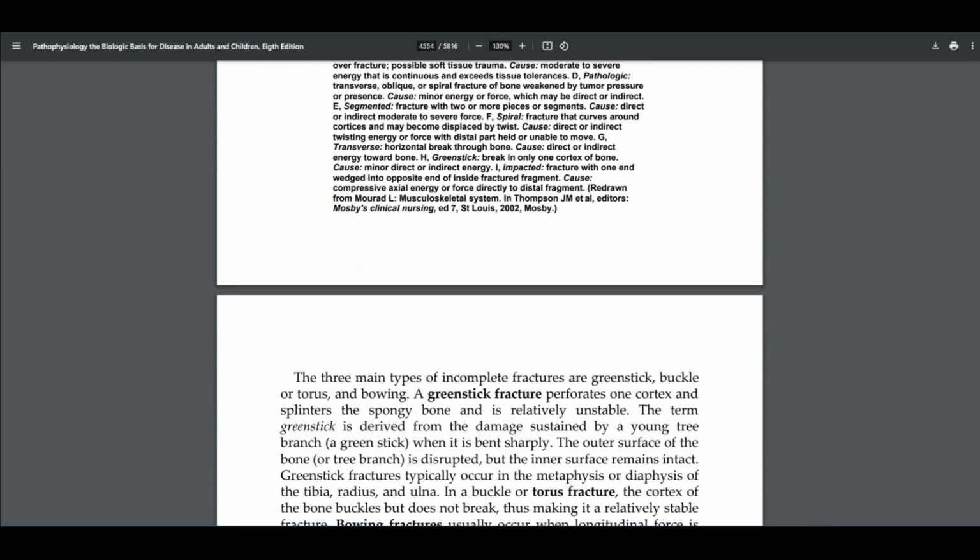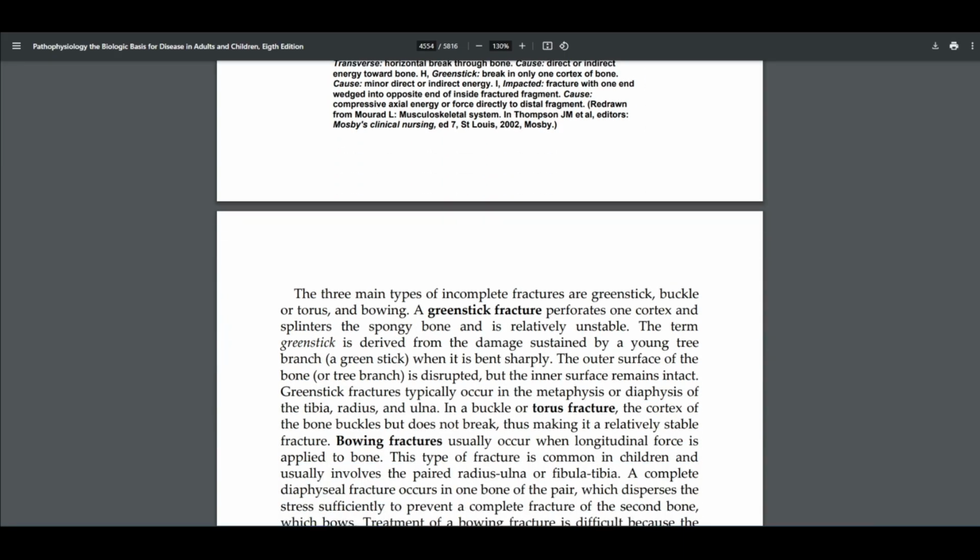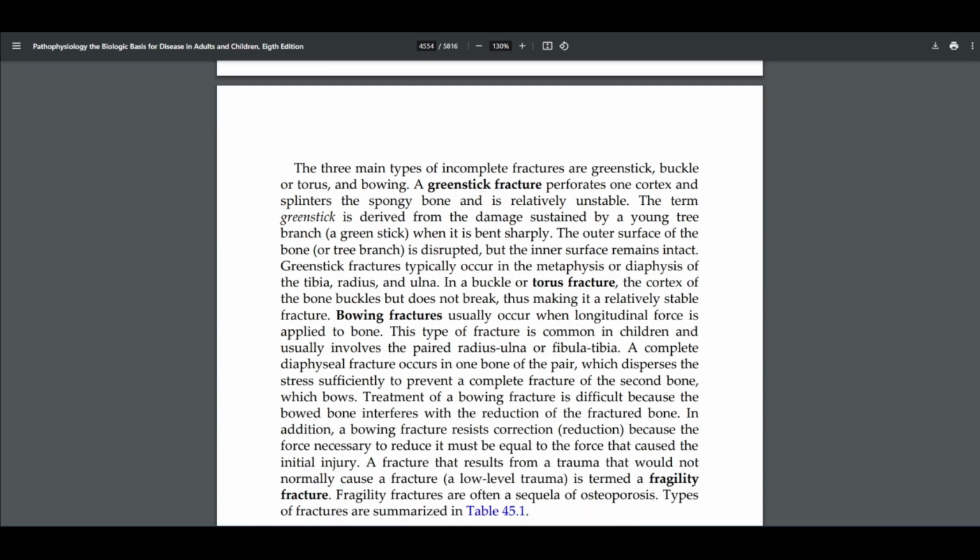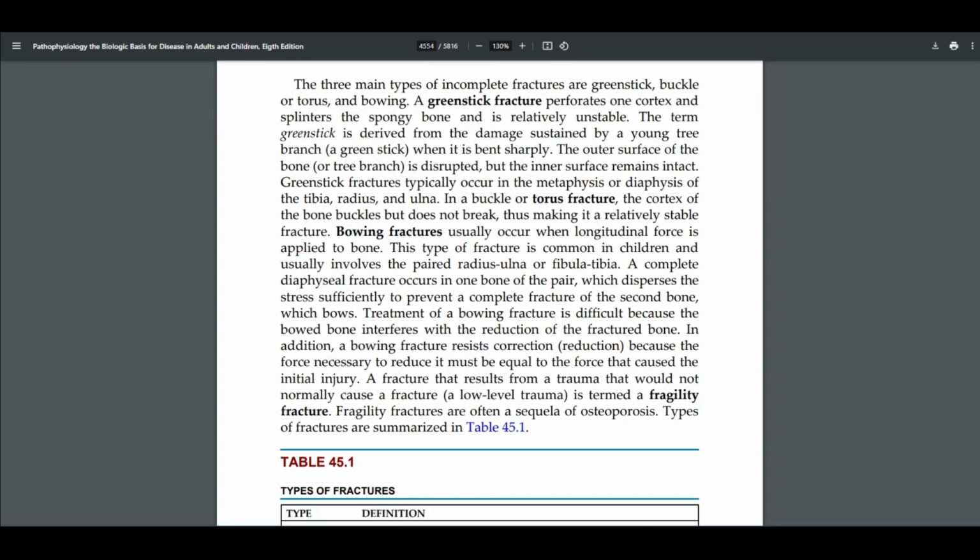The three main types of incomplete fractures are greenstick, buckle or torus, and bowing. A greenstick fracture perforates one cortex and splinters the spongy bone, and is relatively unstable. The term greenstick is derived from the damage sustained by a young tree branch when it is bent sharply. The outer surface of the bone is disrupted, but the inner surface remains intact. Greenstick fractures typically occur in the metaphysis or diaphysis of the tibia, radius, and ulna.